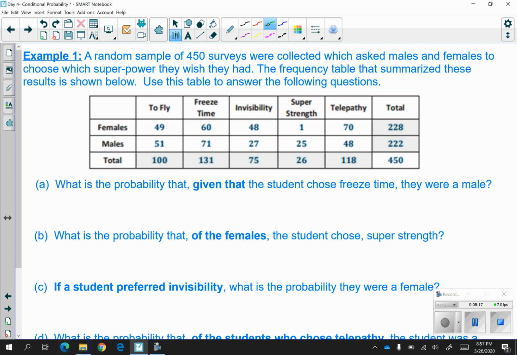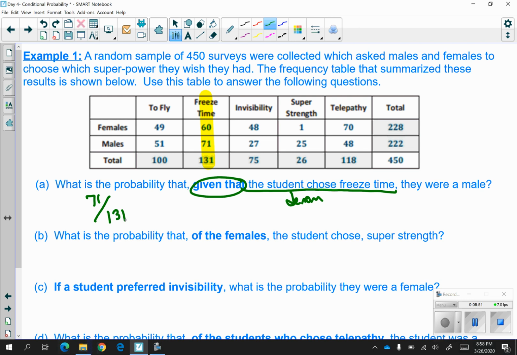So for part A, you have the keyword being given that the student chose freeze time. So automatically freeze time is your denominator, and we're going to the freeze time column. Now, of the ones that chose freeze time, we're talking about them being male. So there are 71 males out of the 131 that chose freeze time.